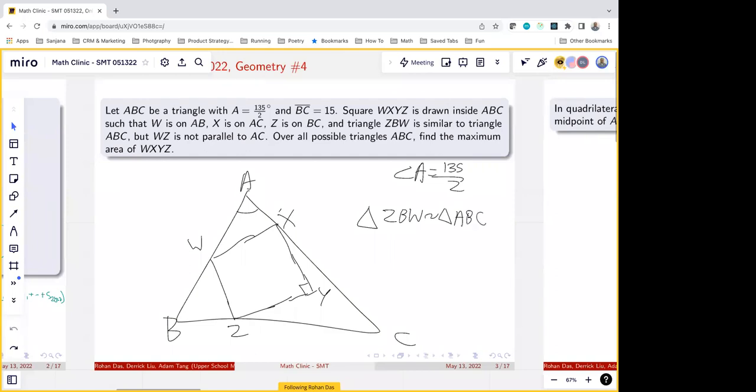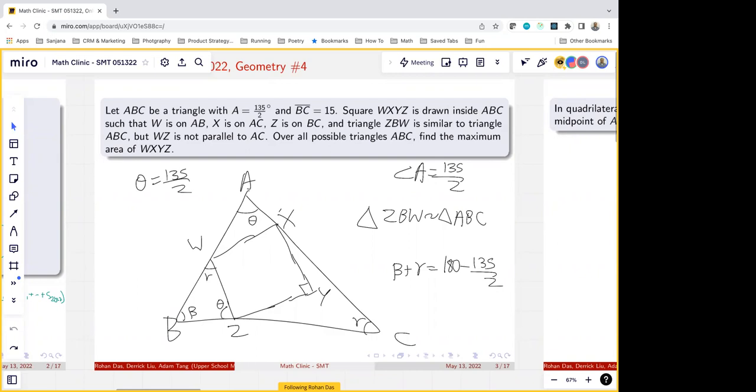So first we call this angle B beta, and this angle gamma. Then we have beta plus gamma equals 180 minus 135 over 2, because the sum of the angles in a triangle is 180. And then, because ZBW is similar to ABC, this angle is equal to, for convenience, I'm going to define theta as 135 over 2 because it's just faster to write. Then A is theta and Z is also theta, and omega is gamma.